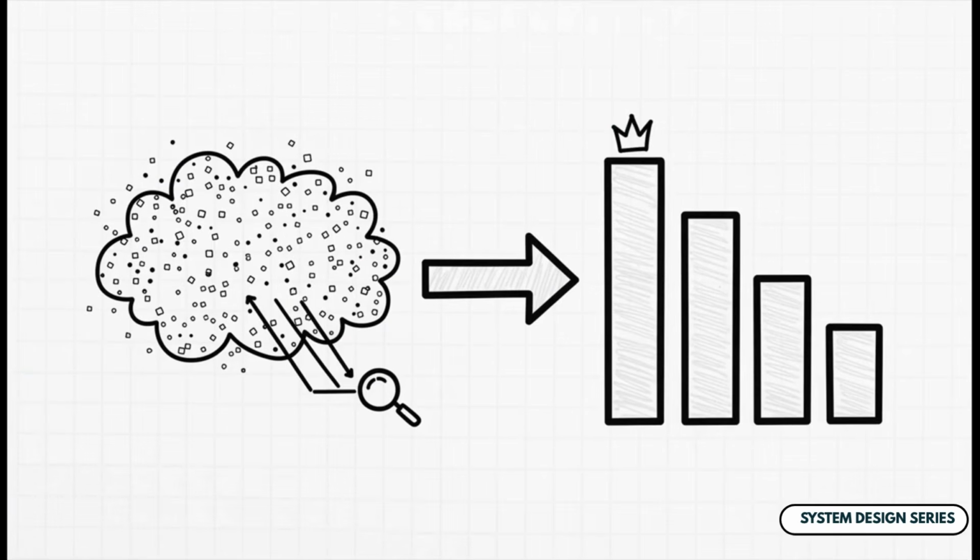Okay, but wait a second. Just finding the words isn't good enough, right? A simple trie will give us every possible match. We don't want that. We want the top 5 or top 10, the ones people are actually searching for. So now we need to add another layer, ranking.